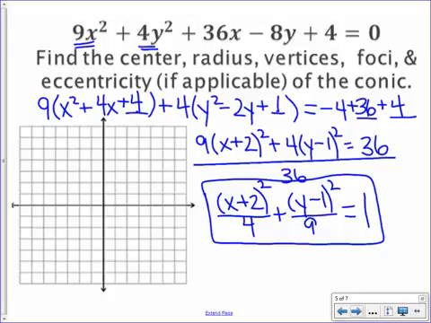Amanda, is this a vertical or horizontal ellipse? Vertical, Amanda says vertical. Morgan, why is it vertical? Because the larger number is under y. Okay, the larger number is associated with the y squared. So this is vertical.